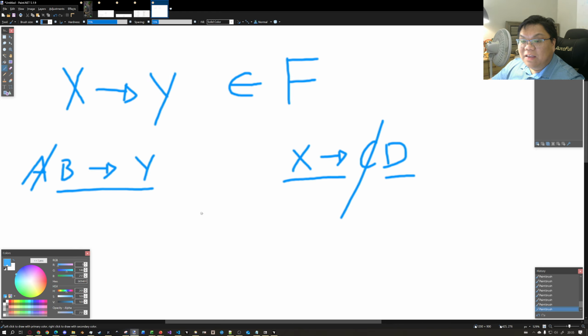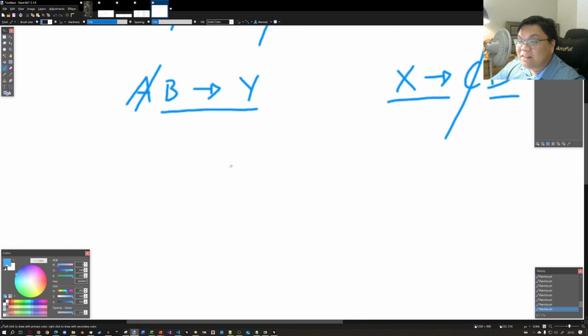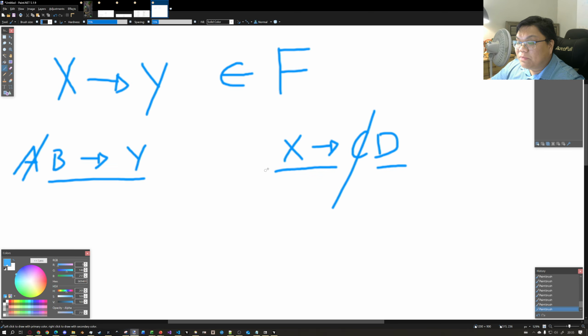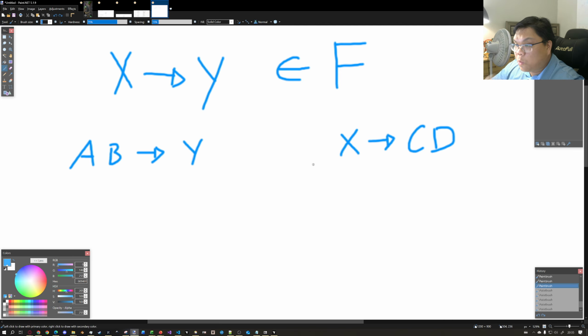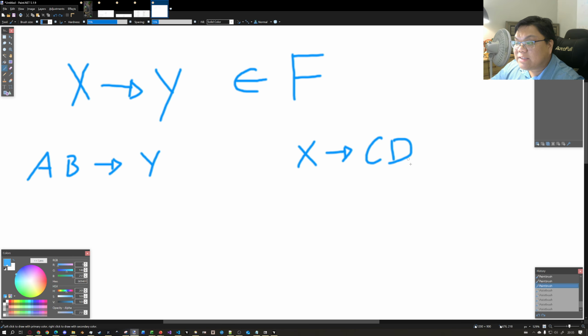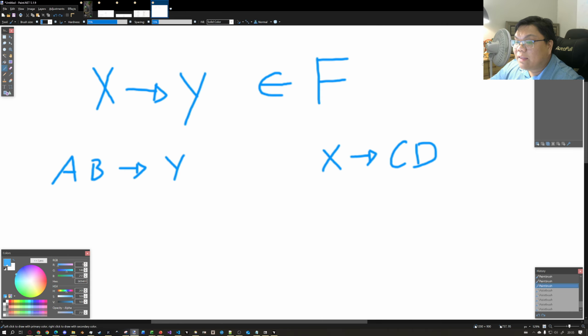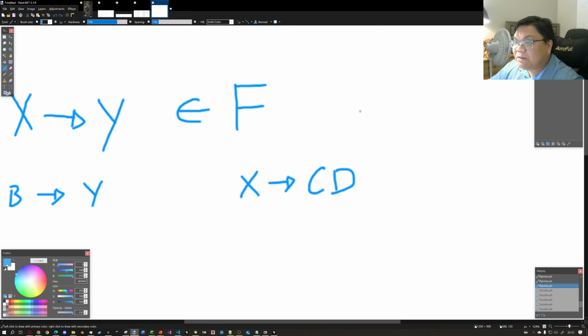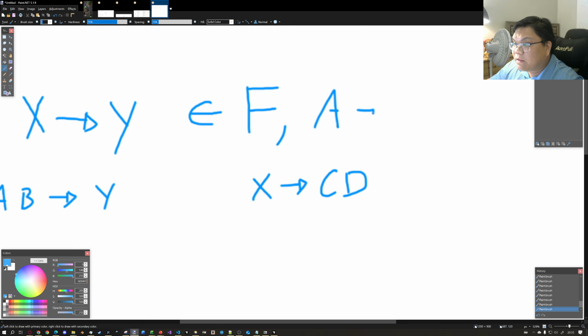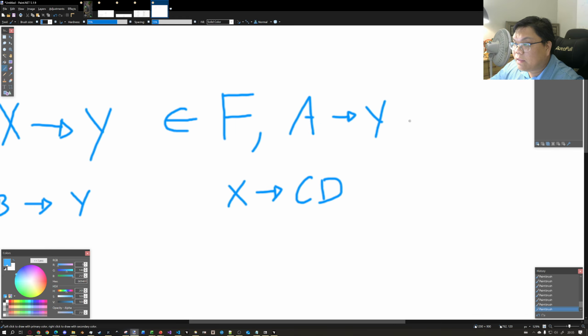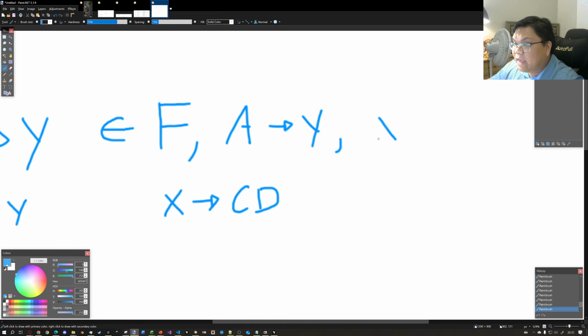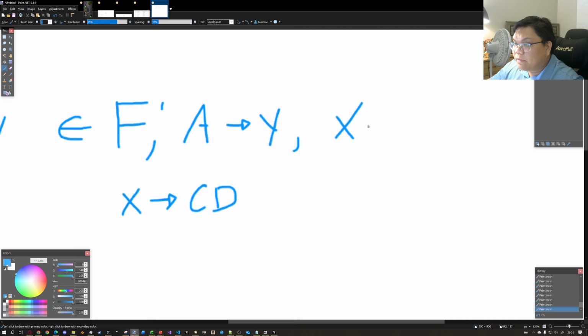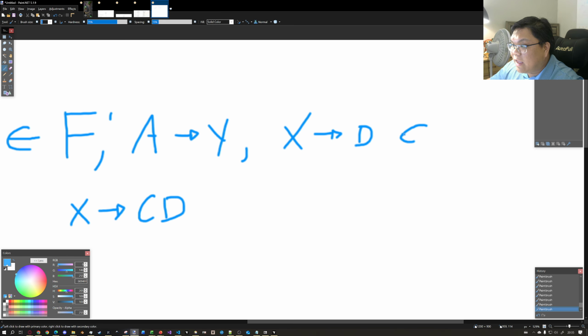You want a few more examples? Sure, let's do a few more examples. Okay, so let's go back. We have these two functional dependencies, AB determines Y, and X determines CD. Let's also say that we also have the functional dependencies A determines Y and X determines D, and they're both in F.